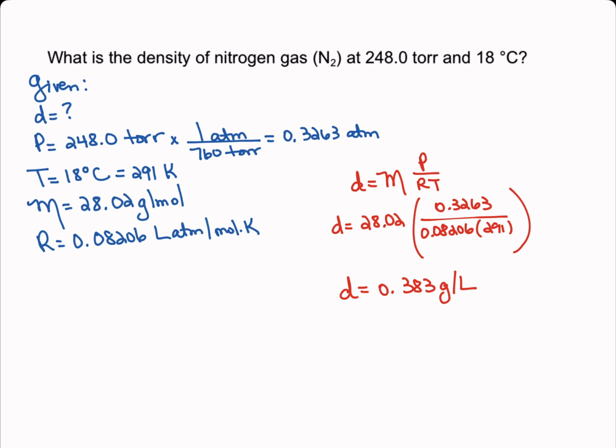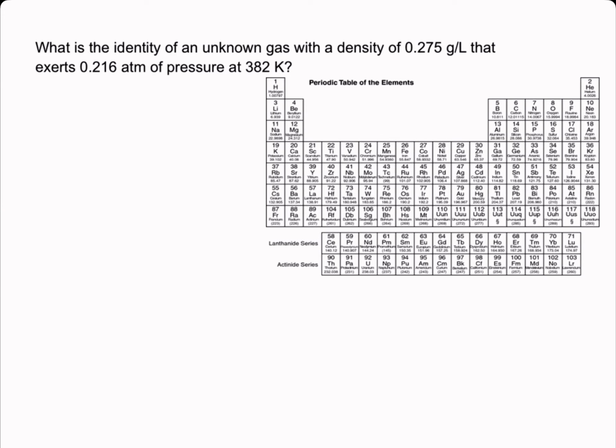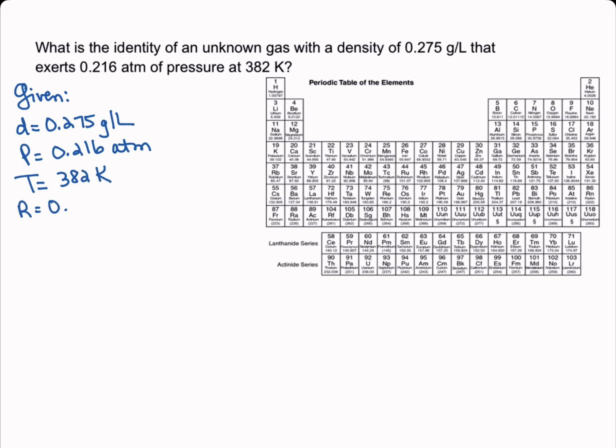Let's take a look at another example. What is the identity of an unknown gas with a density of 0.275 grams per liter that exerts 0.216 atmosphere of pressure at 382 Kelvin? I'm going to always start off with my given. They gave us density. They gave us pressure. They gave us temperature. And I'm going to list the universal gas constant.